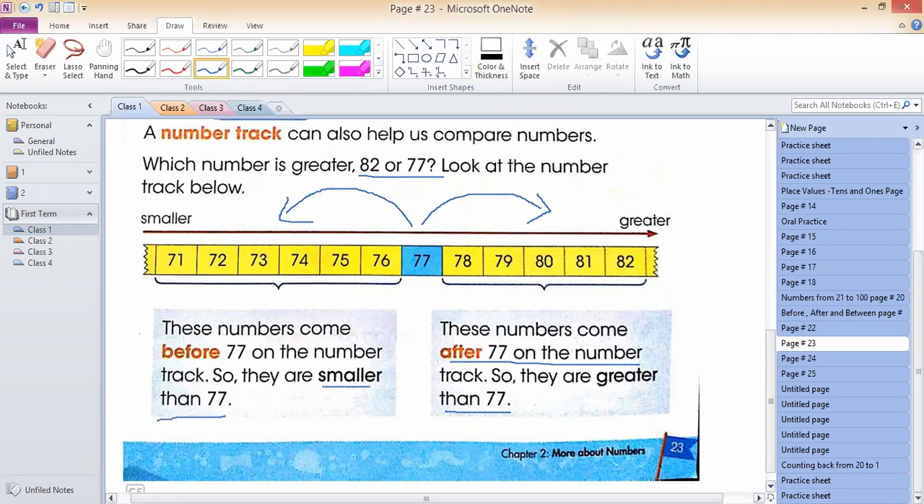So in order to find out if a number is bigger or smaller, what will you check? Is 82 bigger or 77? Check where 77 is on the number track. This is 77 and 82 comes after 77. That means 82 is bigger. 82 is greater because 82 comes after 77. But if I ask you whether 70 is bigger than 77 or smaller than 77, you will see where 77 is. This is 77 and 70 comes before. There is no 70 here, it's 71. So you will say, sir, 71 comes before 77. So 71 is smaller. Clear, guys?